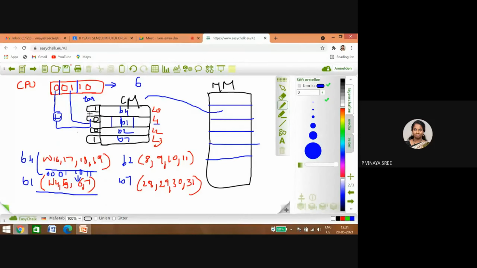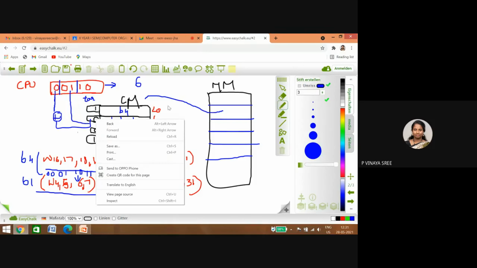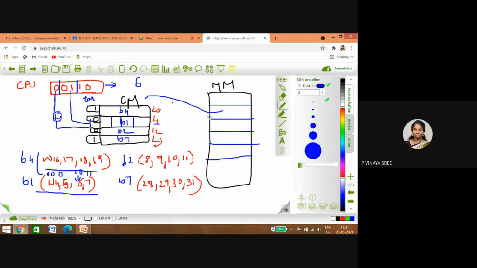Now let us consider that the processor is requesting the same one. Instead of this, I will replace this one. Instead of 0, I will be placing 1. Previously it was 0, now I am placing 1. If I place 1, inside which block is available? Please answer. Inside which block is available?